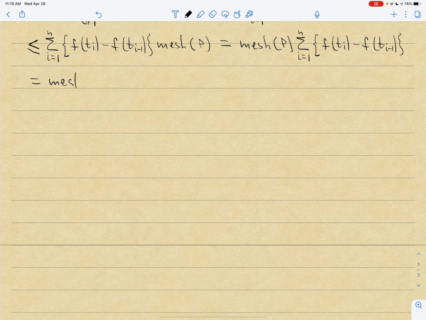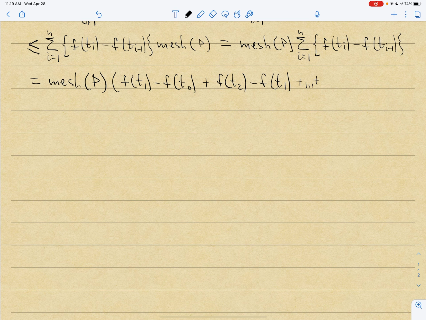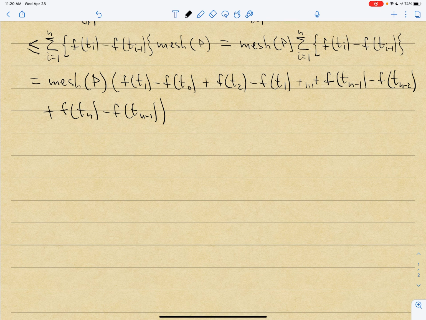So I have mesh of P times, on the first interval I have f of t1 minus f of t0. On the second interval I have f of t2 minus f of t1. On the next to the last interval I'll have f of t_{n-1} minus f of t_{n-2}, and on the last interval f of t_n minus f of t_{n-1}. And then this is our old friend, that's a telescopic sum, right?